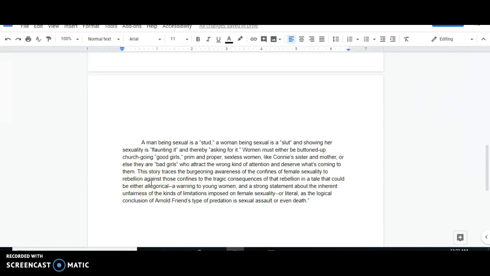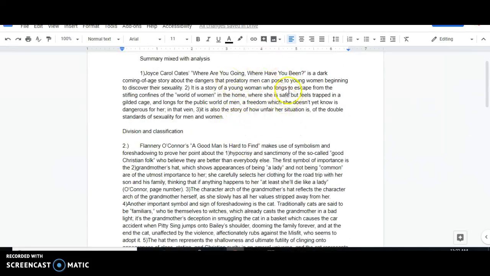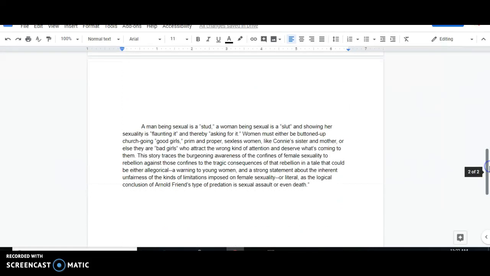The story traces the burgeoning awareness of the confines of female sexuality to rebellion against those confines to the tragic consequences. So this is the order, right? Awareness of the confines of female sexuality, rebellion against those confines, tragic consequences of that rebellion. In a tale that could be either allegorical, a warning to young women, and a strong statement about the inherent unfairness of the kinds of limitations imposed on female sexuality, or literal, as the logical conclusion of Arnold Friend's type of predation is sexual assault or even death. So this is a continuation of this shorter thesis statement, right? Again, it's in 3 parts.